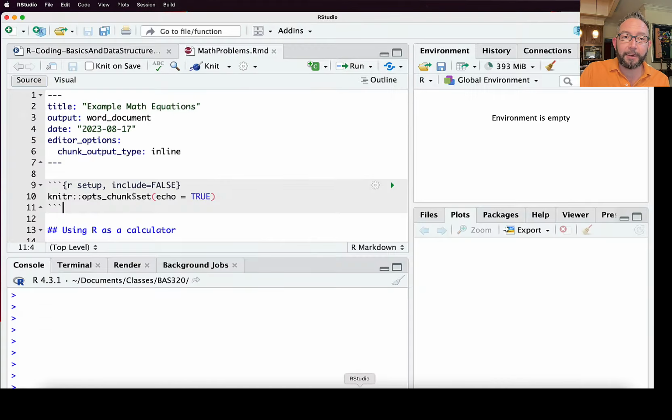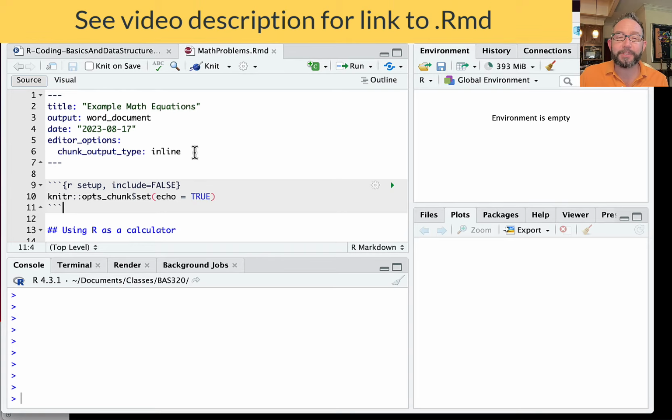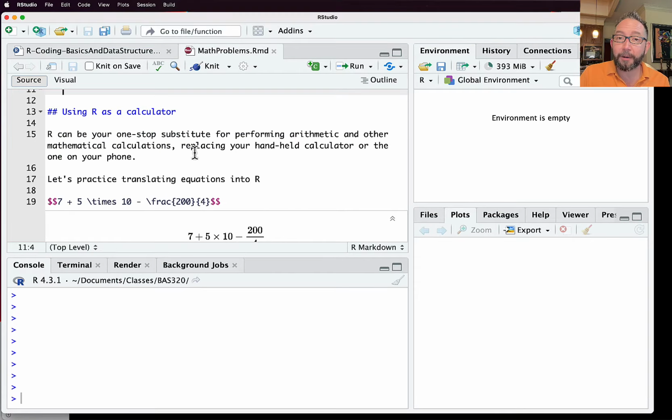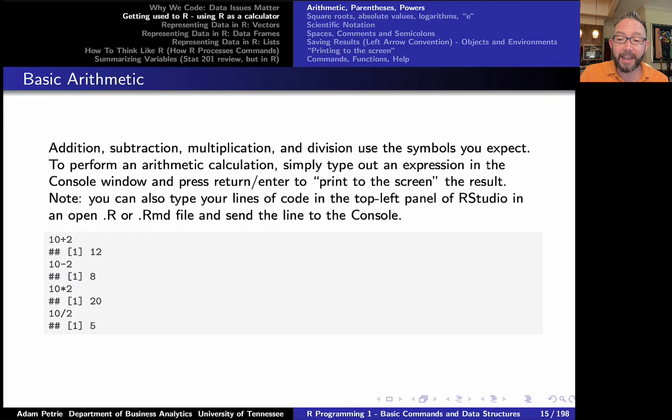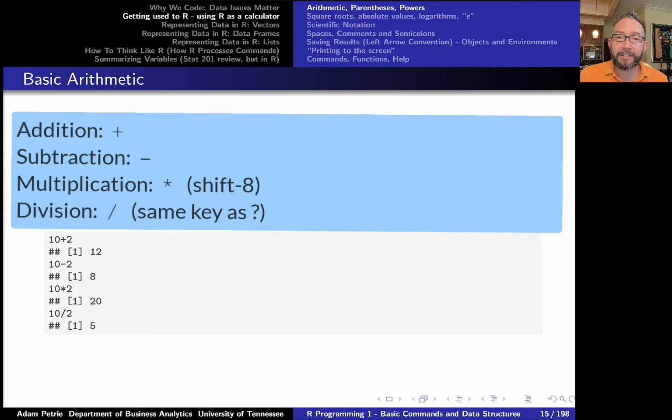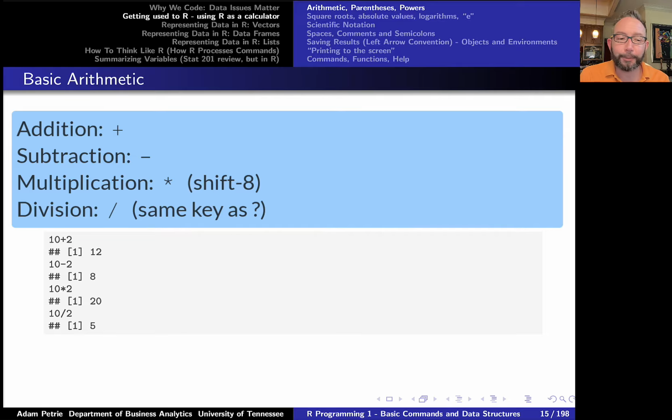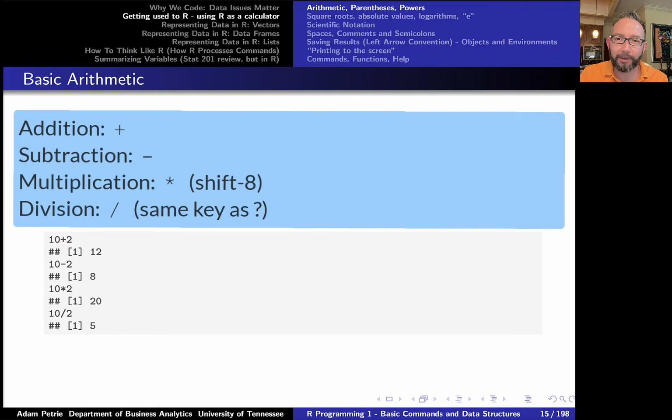And I'm going to load up an RMD file, MathProblems.Rmd, to give us just a nice place to play around and see how equations work. So we're going to start out slowly by using R just as a calculator. So when we do basic arithmetic in R, it's pretty much as you would expect. It can do multiplication, division, etc. Multiplication is that asterisk symbol, the shift 8. The division symbol is the slash command, where the question mark is.